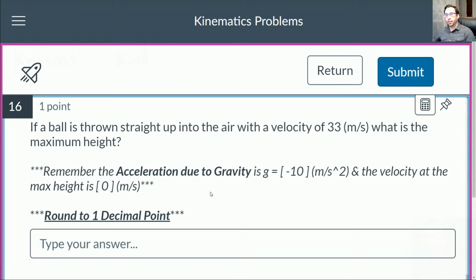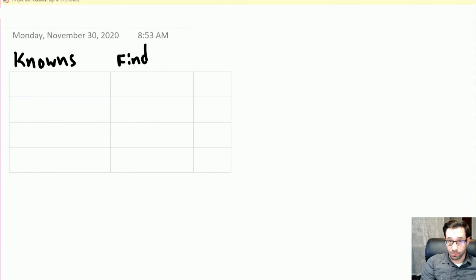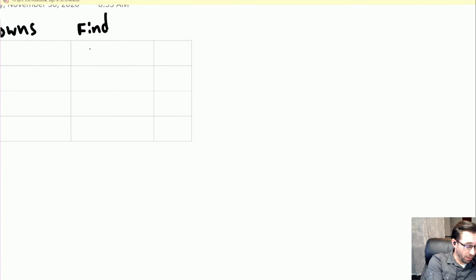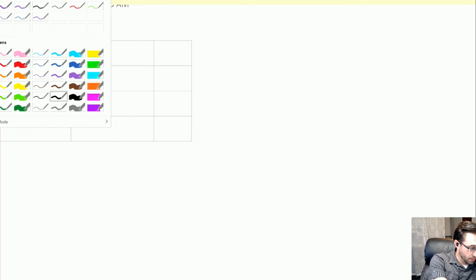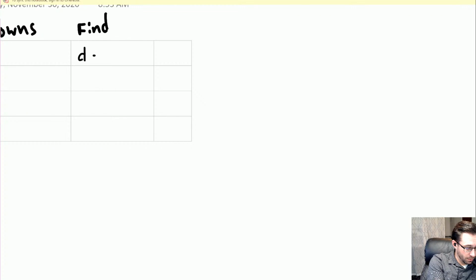So, in this problem, it says if the ball was thrown straight into the air with a velocity of 33 meters per second, what is the maximum height? Okay, so in the last one, we were looking for the amount of time it took. In this question, it's asking what is the maximum height? So when we're talking about maximum height with a vertical problem like this, the maximum height would be represented by displacement. And that's going to be in meters.